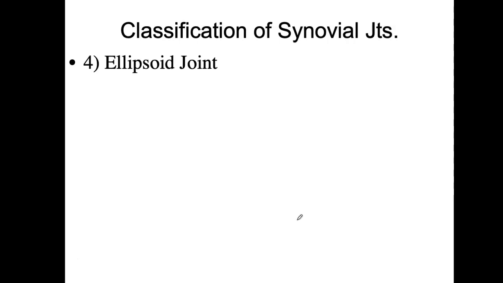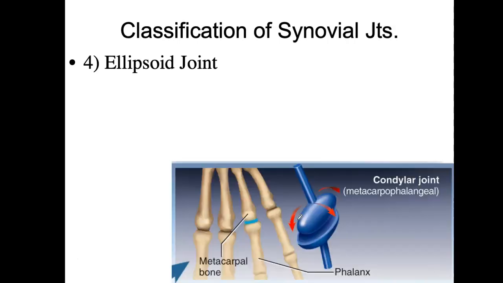Okay, next, ellipsoid joint. Now this doesn't sound like anything, right? You need something that's sort of ellipsoid, and we're going to look at metacarpal bones and phalanx. So where your hand meets your finger, we have a condylar joint. It's called metacarpal phalangeal because it's the metacarpal onto the phalanges. And see, this isn't round, it's more like an ellipse.